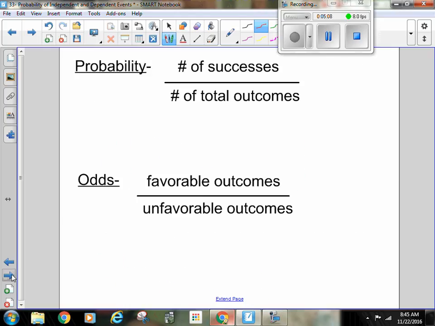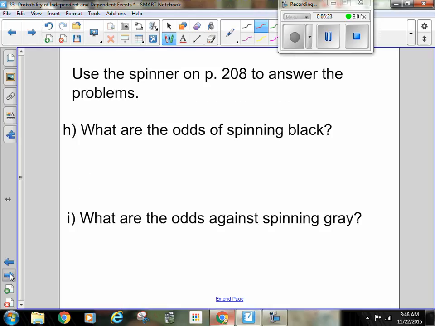Okay, so we've been talking about probability. Probability is the number of successes out of the number of total outcomes. Now we're going to talk about odds, and odds is a little bit different, and we're going to talk about favorable outcomes versus unfavorable outcomes. Okay, so if we look at the spinner on page 208, we see some black and yellow and gray triangles in that spinner. Okay, what is the odds of spinning black?